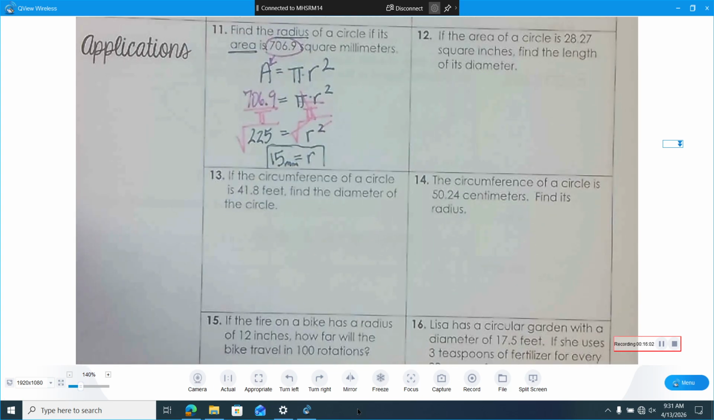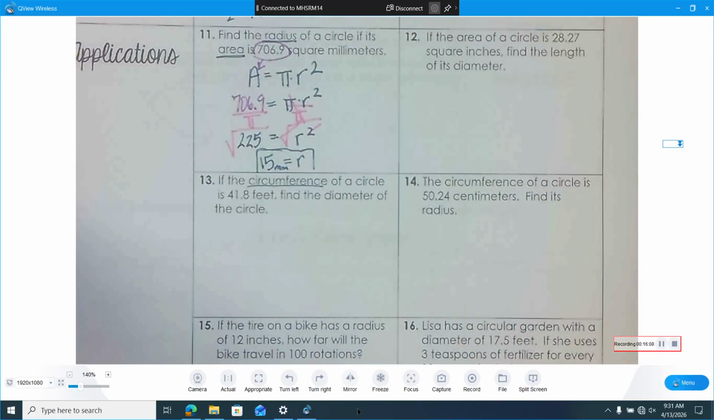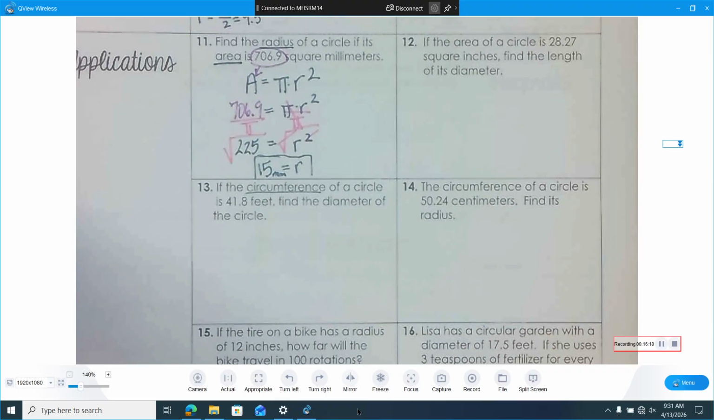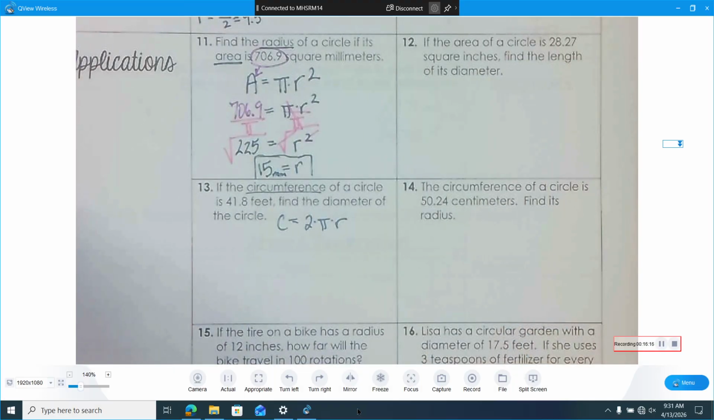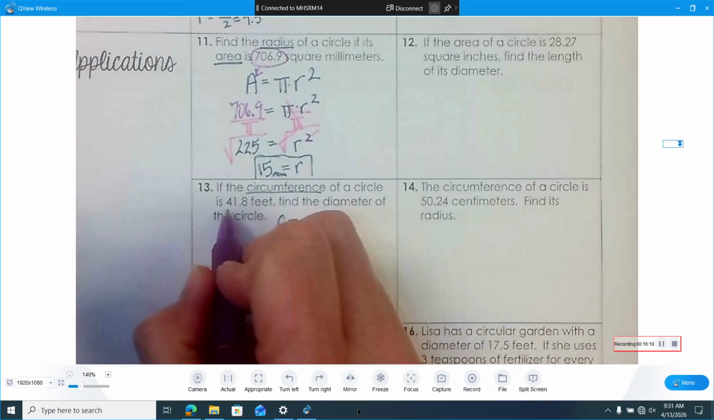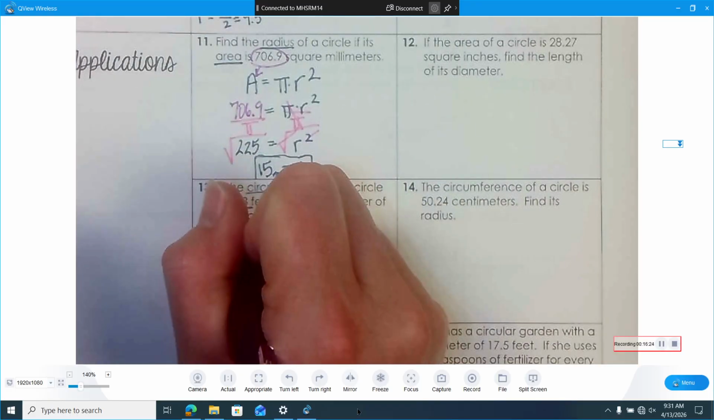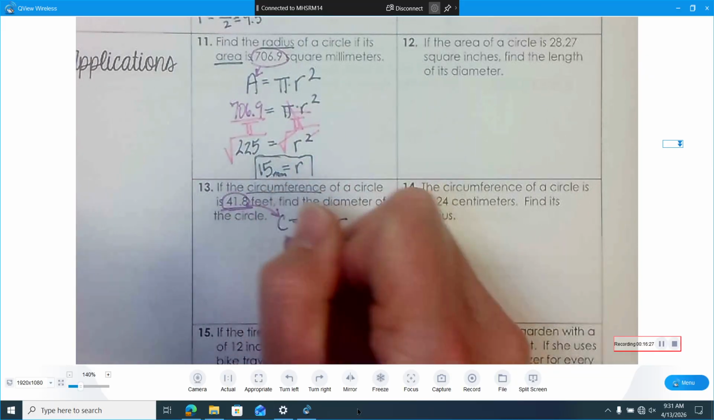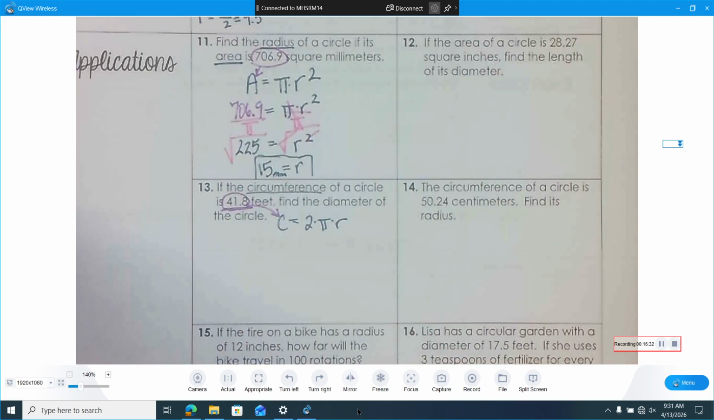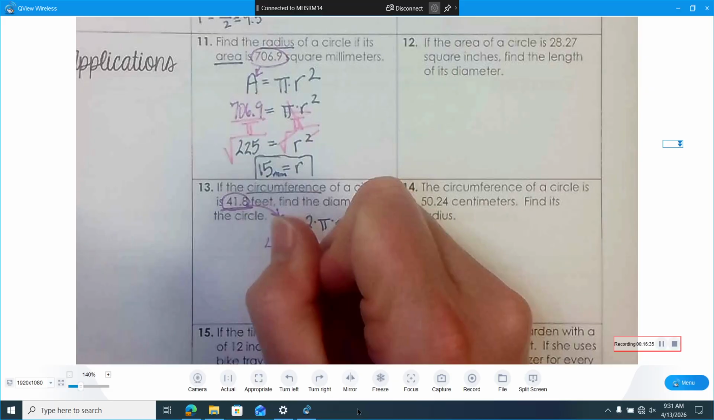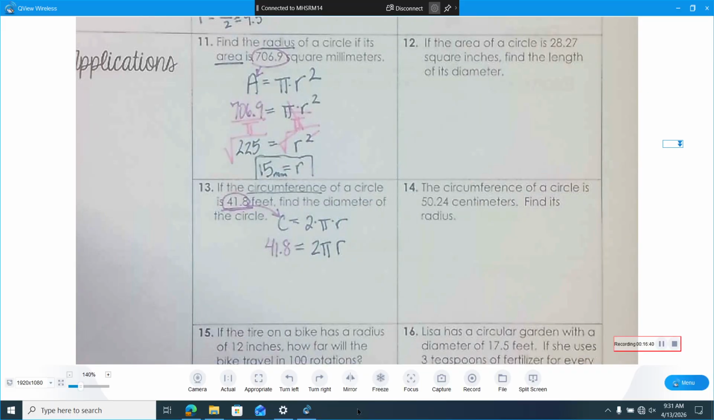Number 13. It says the circumference of a circle is 41.8 feet. What formula should I write down right off the bat? C equals 2 times pi times r. Beautiful. And it said the circumference is 41.8 feet. Where am I going to put the 41.8 feet? Yeah, in place of C, because it said it's circumference. And then it says find the diameter of the circle. Okay, well, we'll get there. So I'm going to plug in the 41.8, and then that's equal to 2 times pi times r.